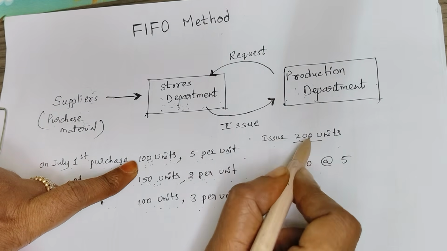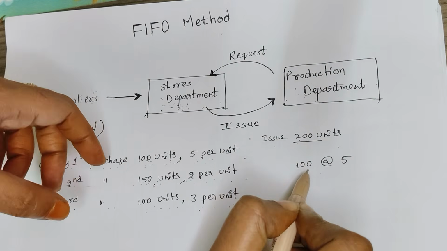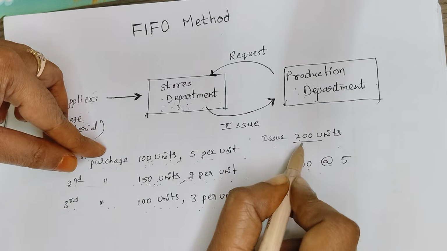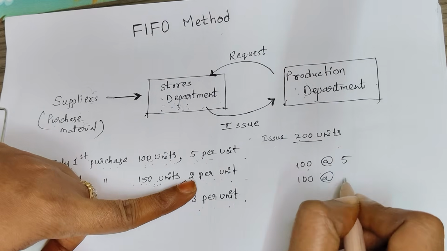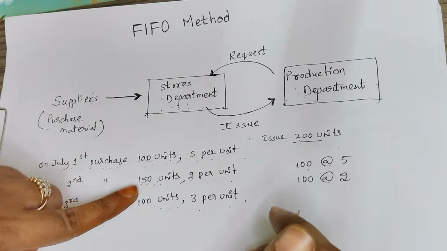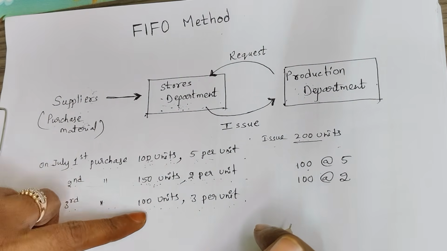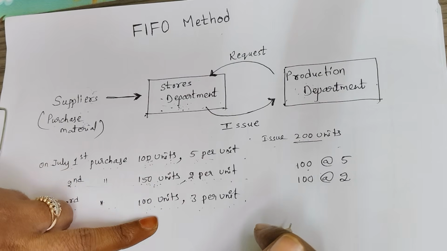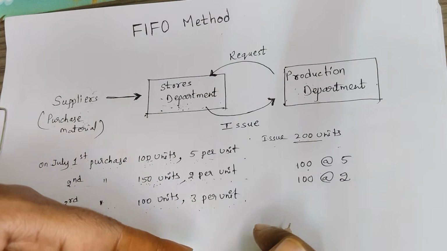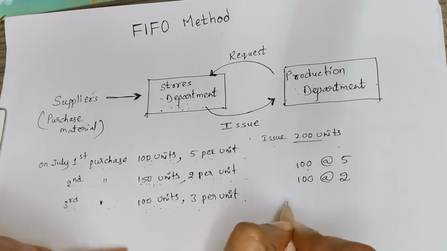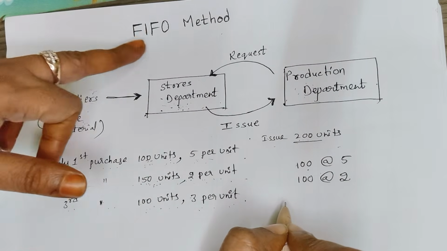Then how much is left? Out of 200, 100 issued from the first purchase. Remaining 100 is from the second purchase. What is the cost per unit here? 2 rupees per unit. What is our leftover stock here? 50, and also 100. These 150 units are the closing stock on that date, unused stock. So this is the way to issue material by using FIFO method.